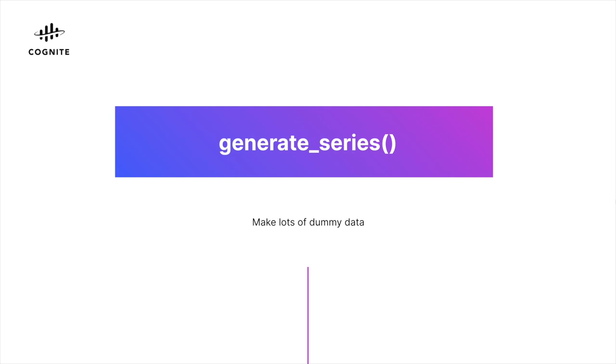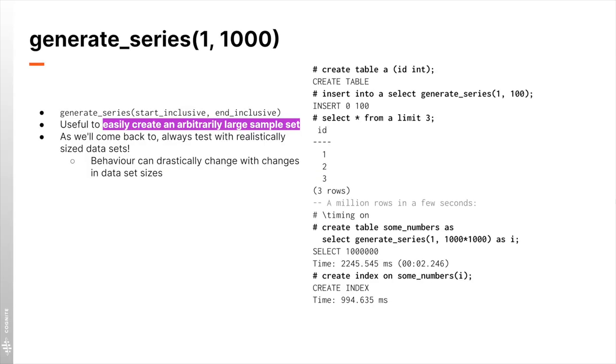Generate series is a utility that makes it very easy to quickly make a lot of dummy data. And having a lot of data is very useful to understand how your queries will behave or change behavior as the amount of data in your tables and indexes change. With generate series, you just tell it the start and the end and optionally delta, and it'll generate a lot of rows in that range.